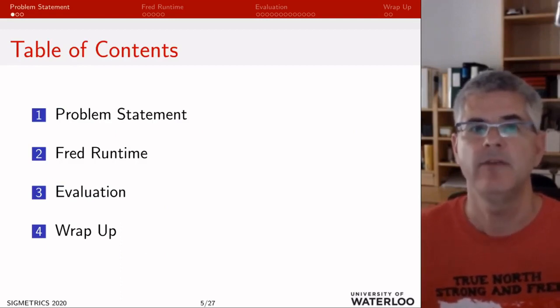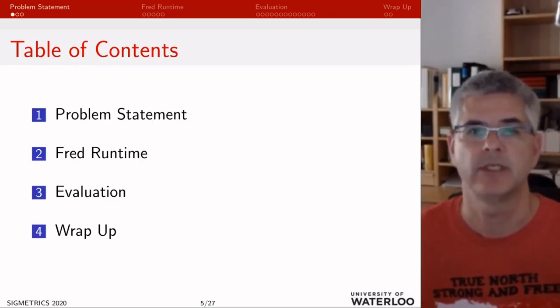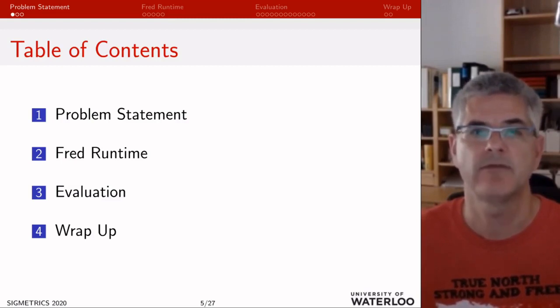With that, I want to give you a quick overview of the rest of this presentation. I'm going to continue by formulating a specific problem statement. Then I will give you an overview of the core design elements of the FRED runtime. Finally, we will take a look at some of the evaluation results from the paper before wrapping up the presentation.